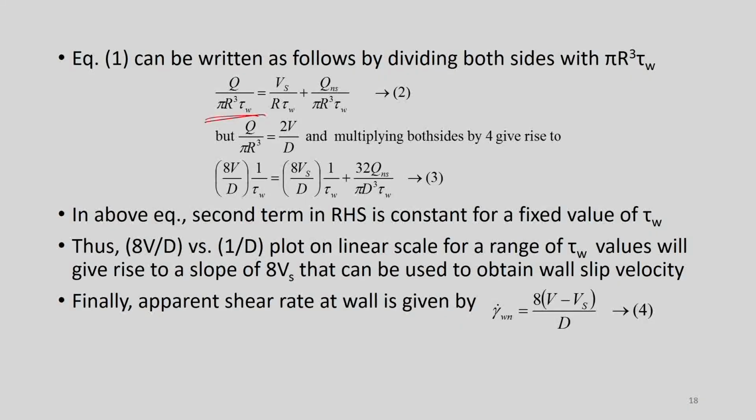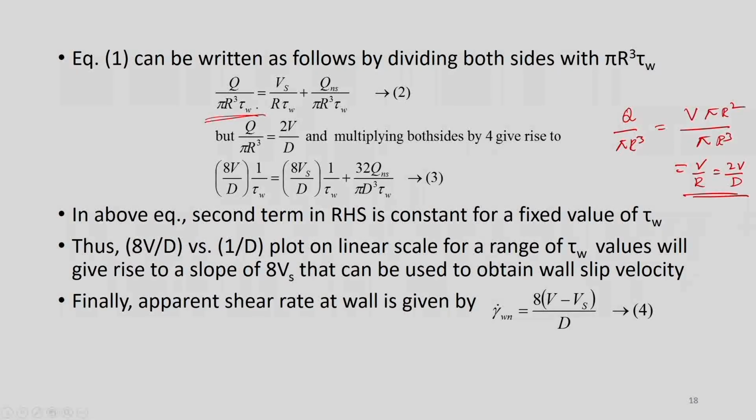Then we get q by pi r cube tau w is equal to Vs by r tau w plus Qns by pi r cube tau w. Q you write in terms of the average velocity multiplied by the cross section area, right. Then simplify, you will get q by pi r cube is equal to 2V by d. So, q by pi r cube, q we can write as V multiplied by pi r square, the cross section area, divided by pi r cube. So, V by r we can write as 2V by d, right.